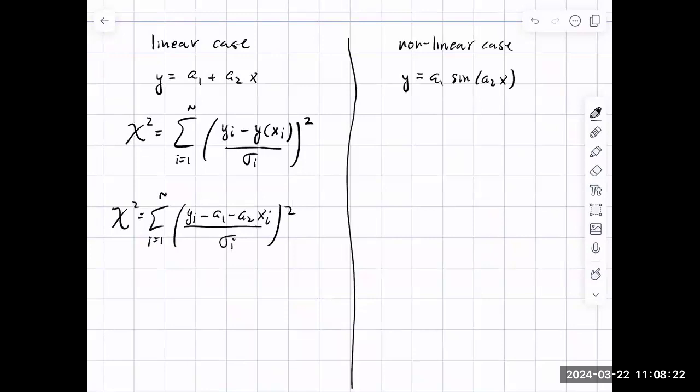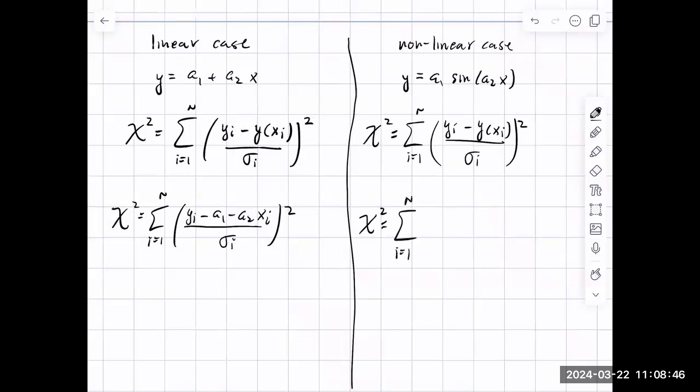If we want to treat the nonlinear case in the same way, chi-squared has the exact same definition, so I'm just going to rewrite it. The only thing that's different is the form of y of x_i. When we substitute that in, we get chi-squared is equal to the sum from i equals 1 to n of y_i minus a1 sine a2 x_i, divided by sigma_i, squared.